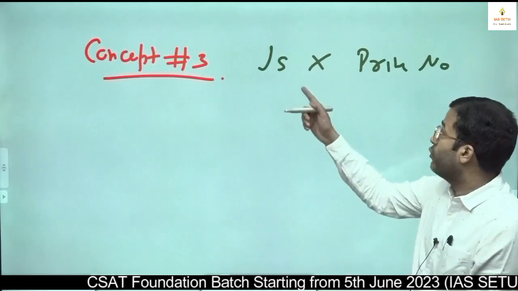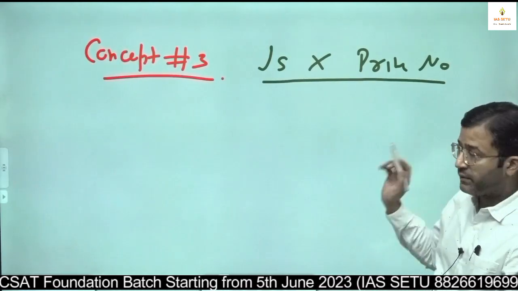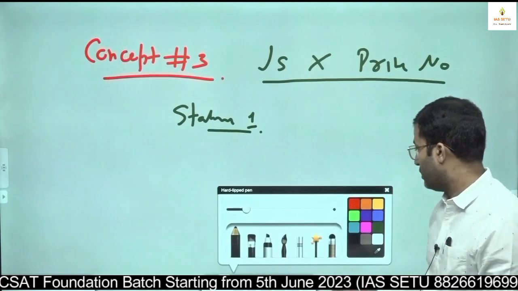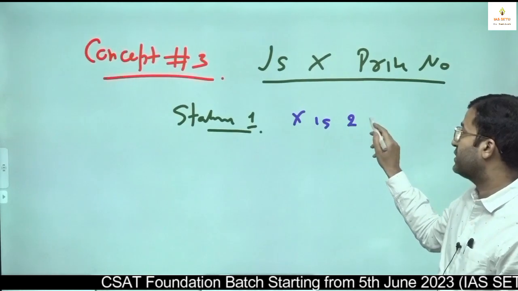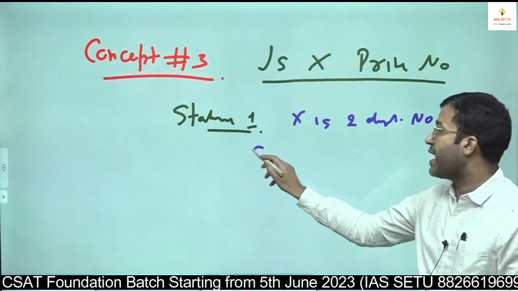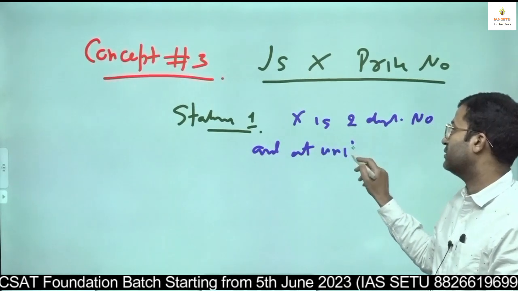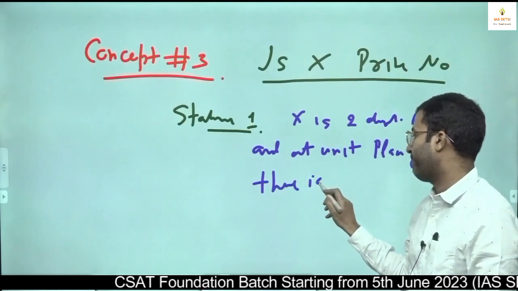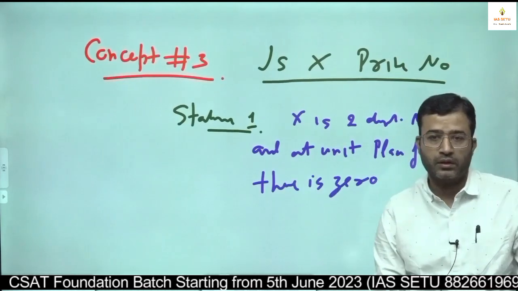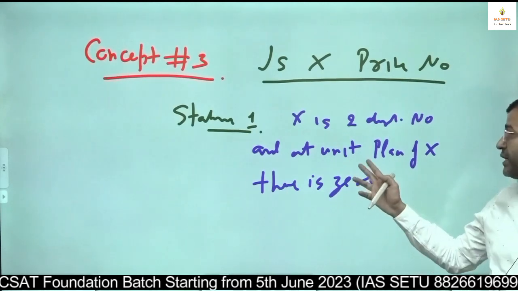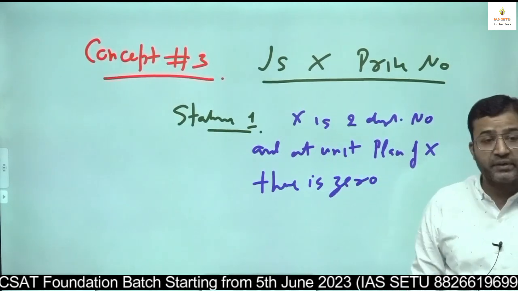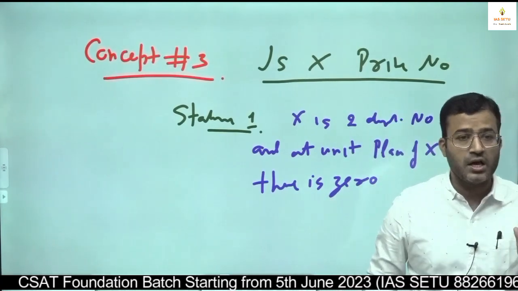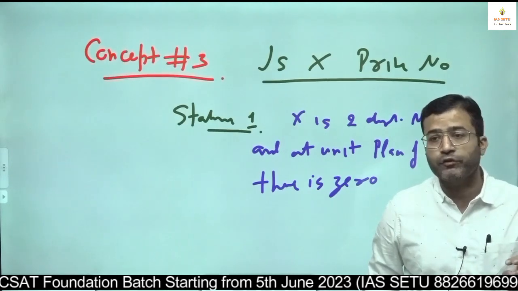Like here for example, is x a prime number? Statement number 1: x is a 2-digit number and at the unit place of x there is 0. x is a 2-digit number, at the unit place of x there is a 0, means x can be 10, 20, 30, 40, 50, 60, 70, 80, 90. Whether any of these numbers is a prime number?